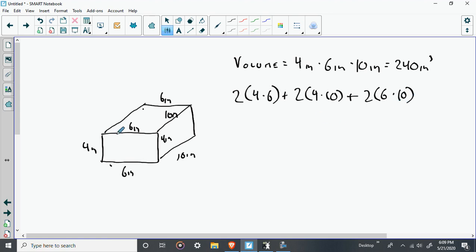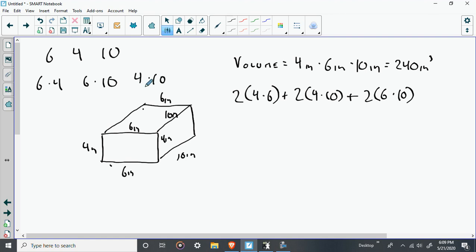There's 3 lengths here: 6, 4, and 10. The same numbers we multiply down here. Think about the ways you can combine them. I can have a 6 and a 4, I could have a 6 and a 10, and then I could have a 4 and a 10. Those are the only 3 combinations that you can have.